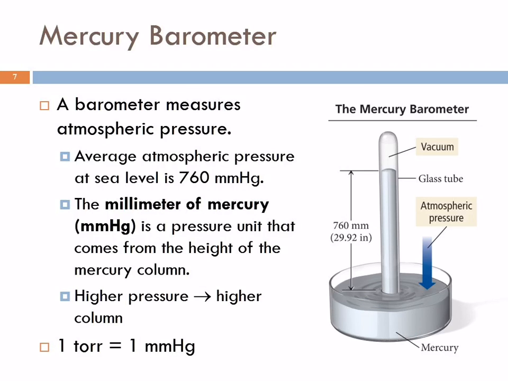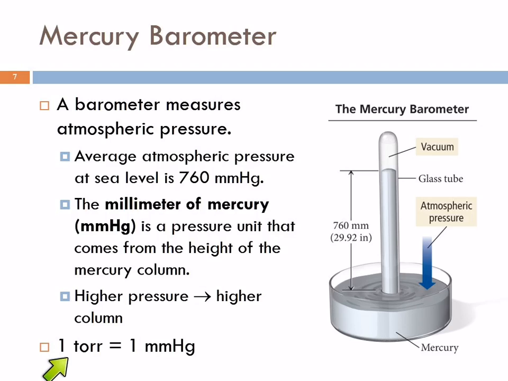So we have this odd unit, millimeter of mercury, which when you just look at it, it's the length of an element. That's a weird unit, isn't it? But it's literally from measuring the height of a column of mercury with a ruler. Very, very simple device. So millimeter of mercury. Average atmospheric pressure at sea level is 760 millimeters of mercury, and that's an important number to know. Higher the pressure outside, higher the column of mercury.